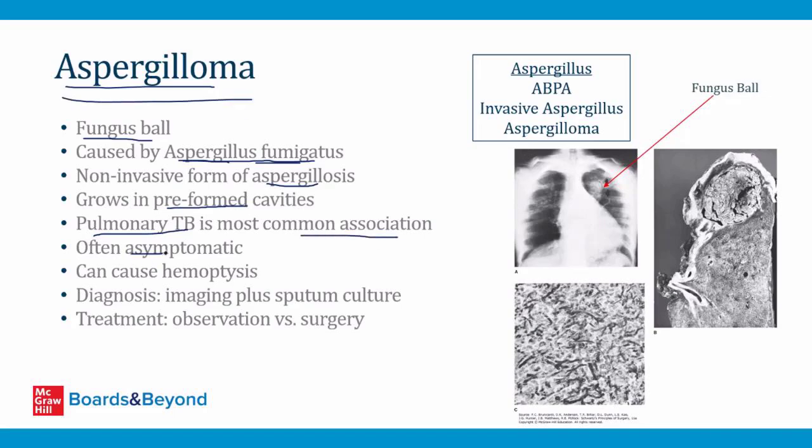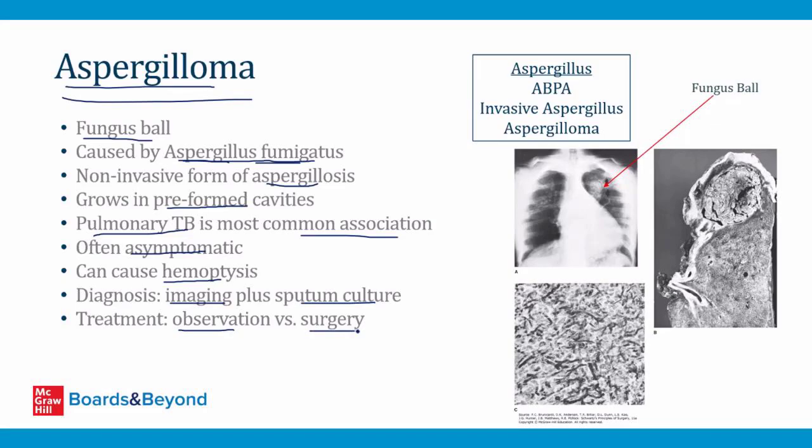These can be asymptomatic and seen on imaging, but they can also cause hemoptysis if the growing fungal infection leads to erosion of blood vessels. You diagnose these fungal infections by imaging and a sputum culture that grows the fungus. Sometimes they're treated with simple observation, sometimes they require surgery.